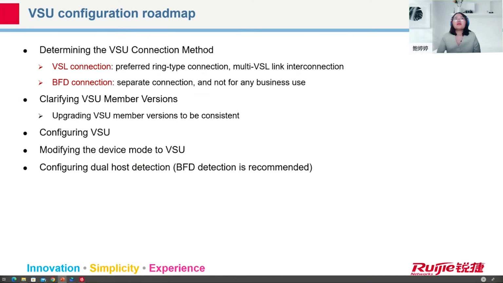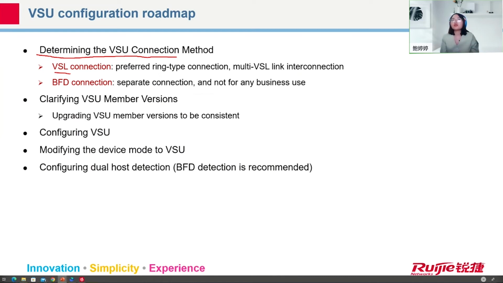And about the VSU configuration, the first step is to determine the VSU connection method. We have two parts. One is the VSL, a special link, used only to detect whether the status is ready or not.